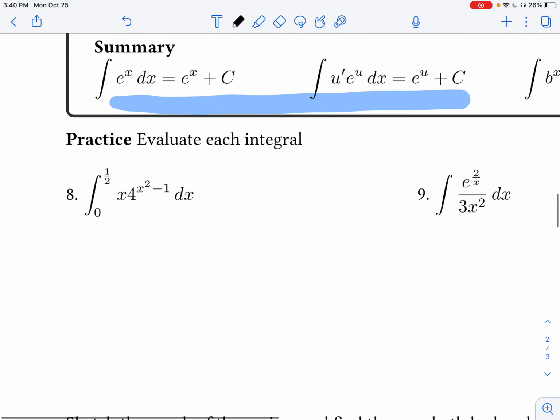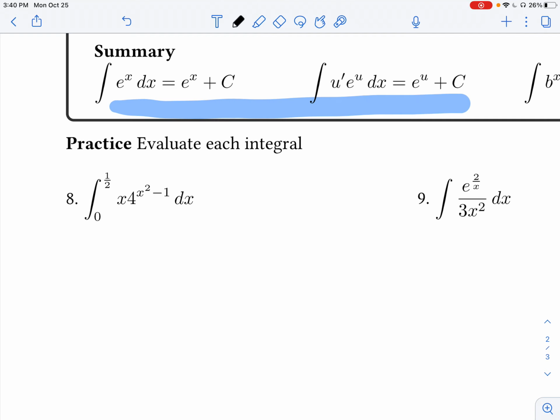So for something like number 8 here, I'm going to think of this as, here is my u, and you don't have to define these. This is x squared minus 1. That means du would be equal to 2x dx. So that is to say, I can rewrite it as such. This is 0 to 1/2, 4 raised to the x squared minus 1.